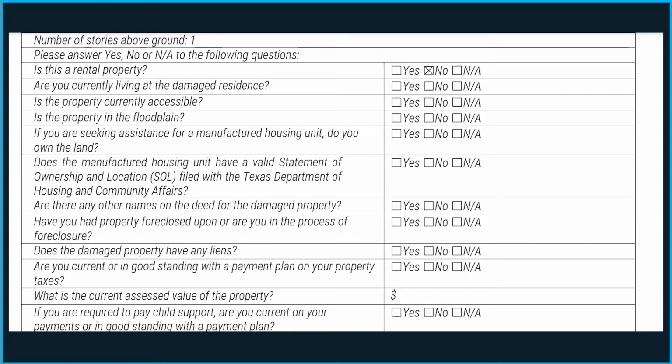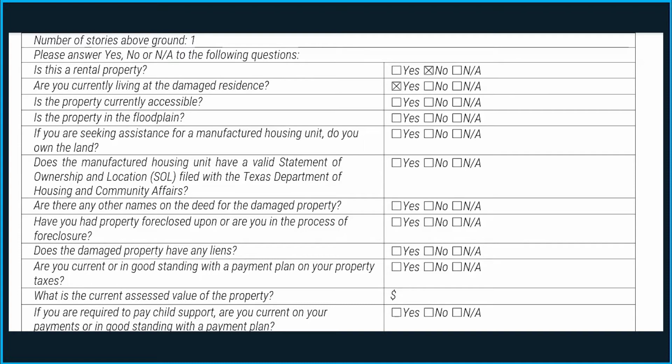Are you currently living at the damaged residence? The applicant will check yes if they are living at the damaged residence or no if they are living elsewhere. If they are living elsewhere, the address in Section 1 should be different from the address that was just written in Section 7.